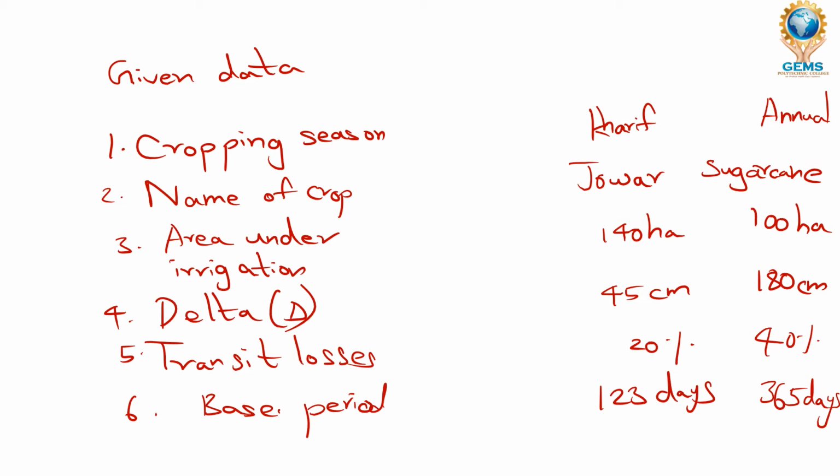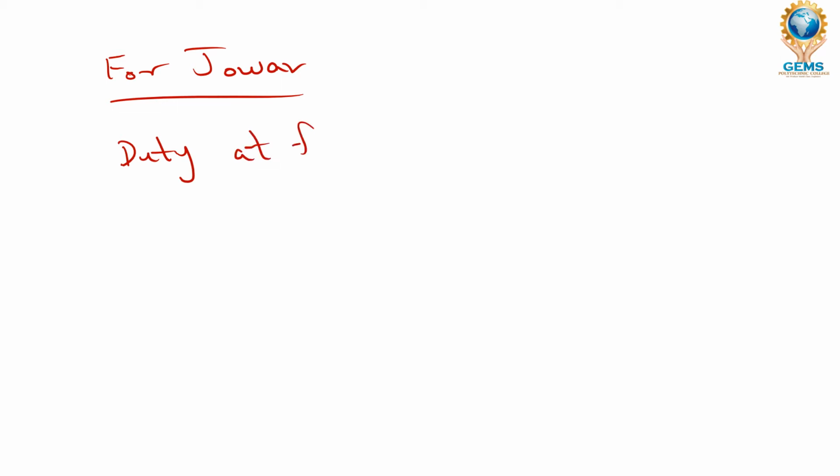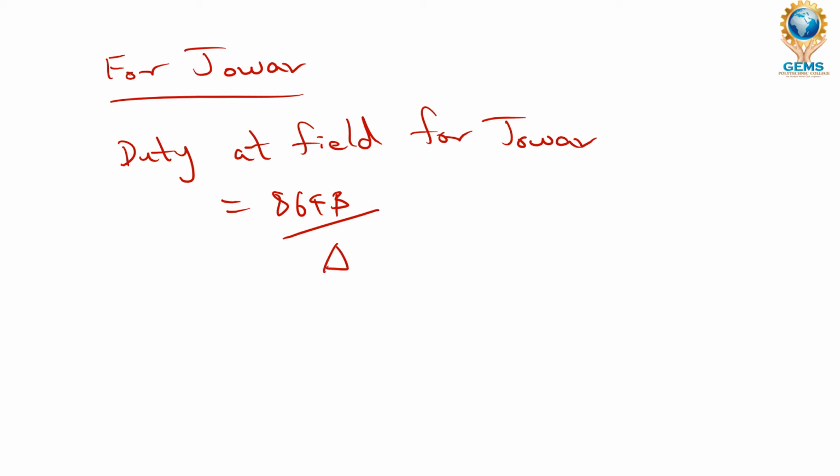So let's proceed into the sum for calculating the delta value. That's what they have asked here. Now we are going to see the jowar season. For jowar, duty at field is equal to 864B divided by delta. Okay, this is our formula. I mean D, not delta, it's D.